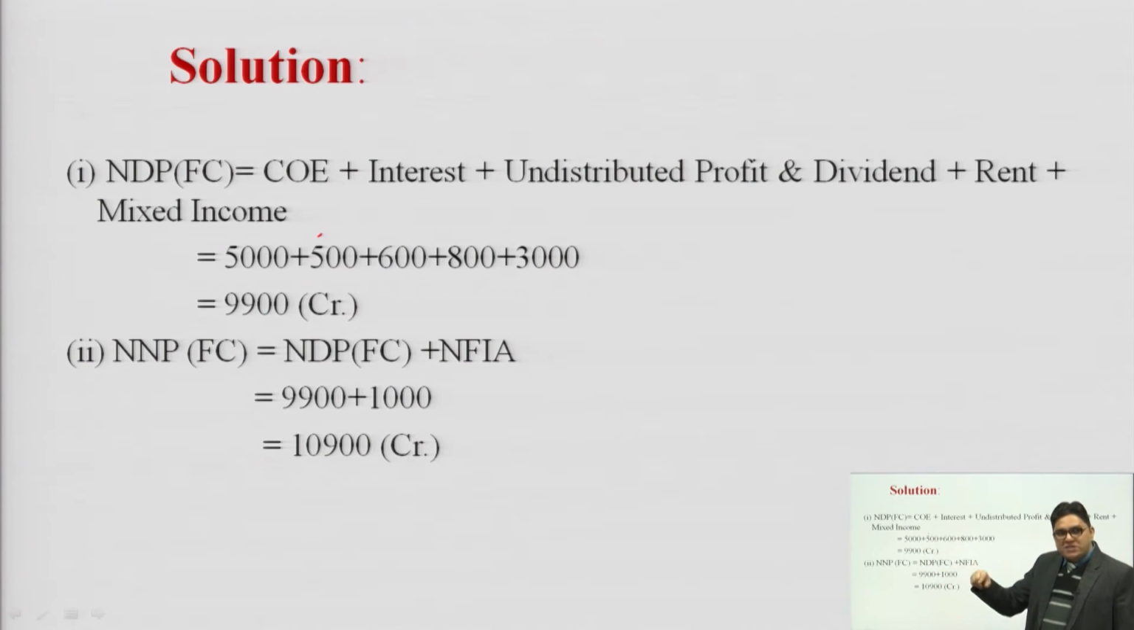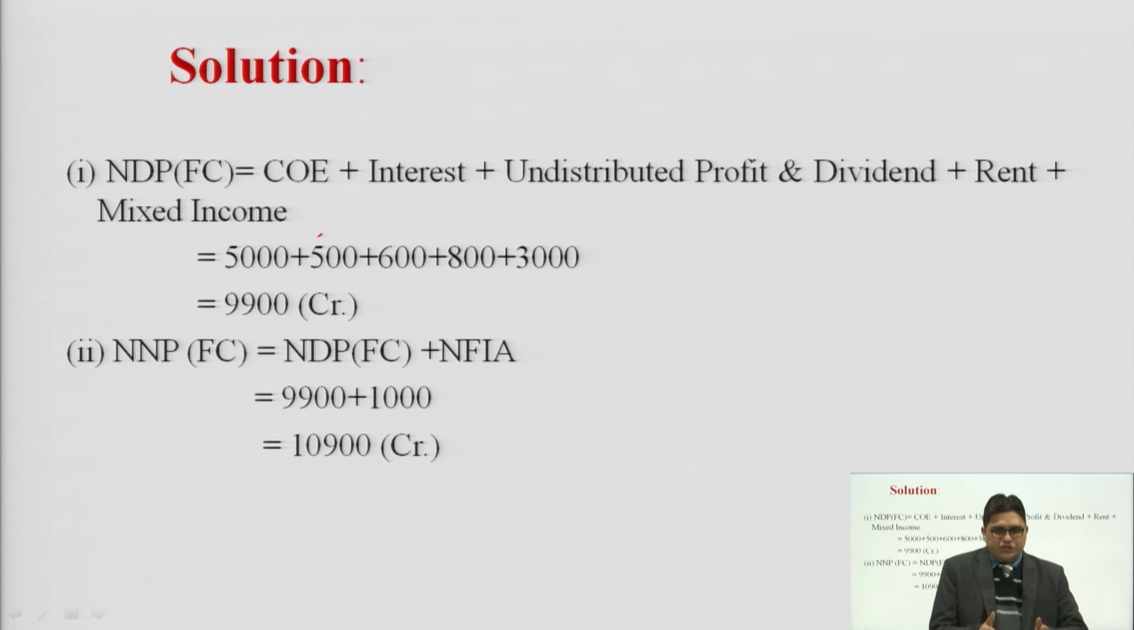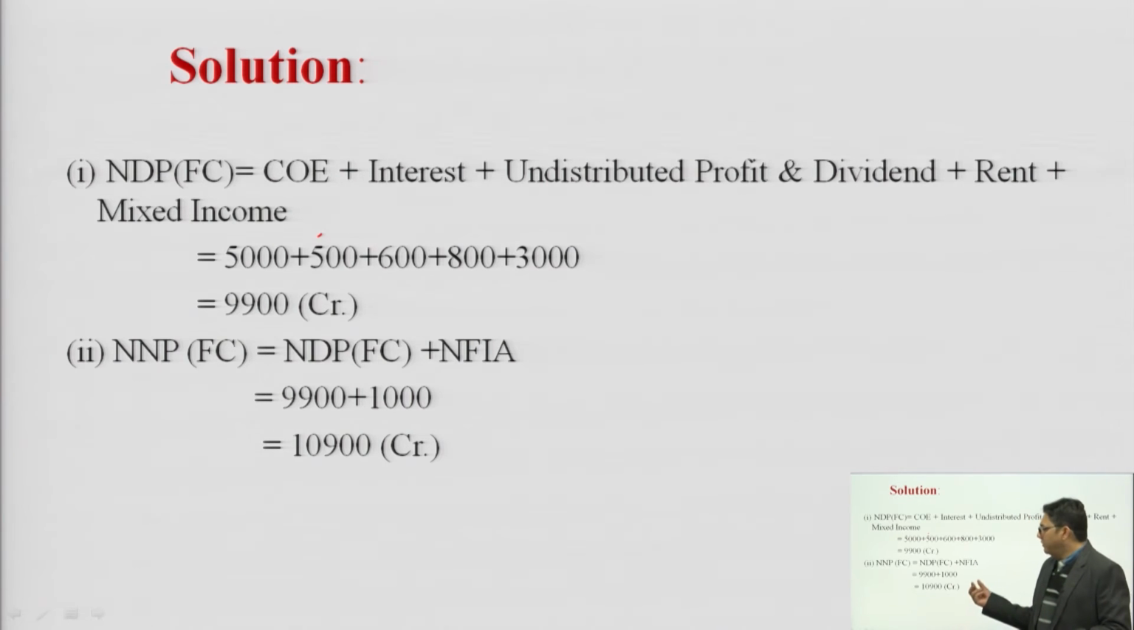So, to go from domestic to national, what do we need to do? We need to add net factor income earned from abroad, and the net factor income earned from abroad is 1000. So, if we add 9,900 plus 1000, it reaches 10,900 crore. So, by the income method we reach a national income valuation of 10,900 crore.